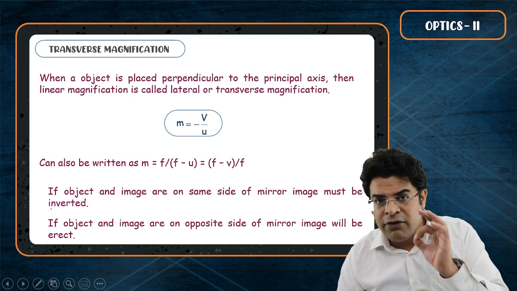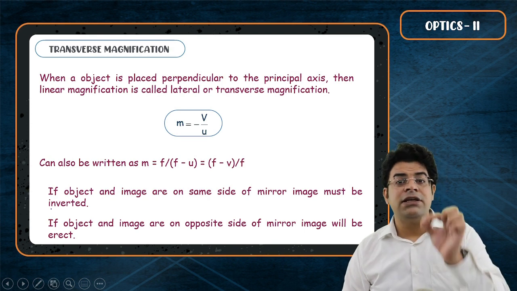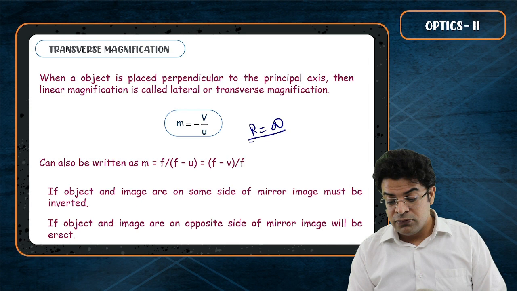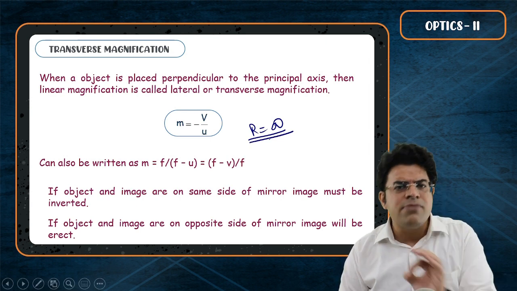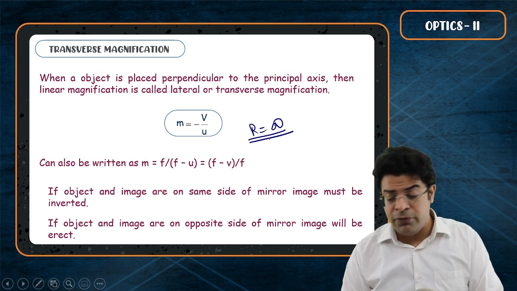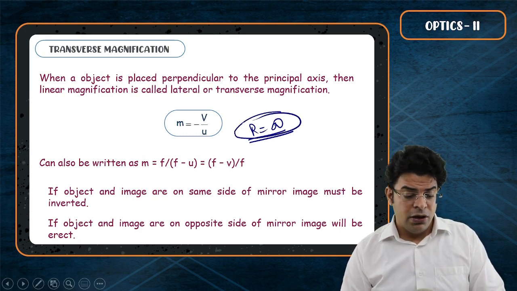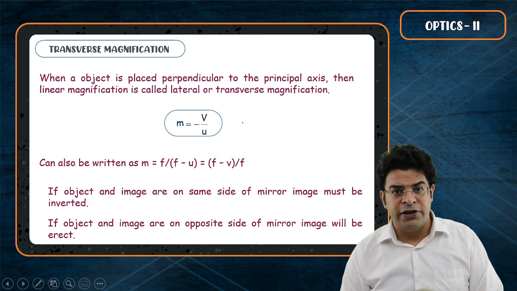One more thing I would like to talk about here. A plane mirror is a spherical mirror of infinite radius. So everything that I'm going to teach you for a spherical mirror can be applied even to a plane mirror if you take the radius of the plane mirror as infinity. So a plane mirror can be treated as a spherical mirror of infinite radius.